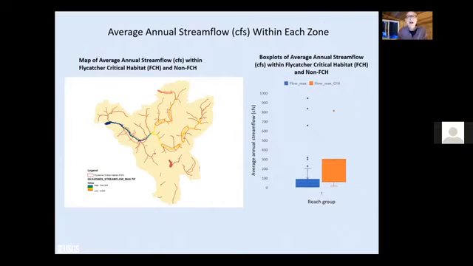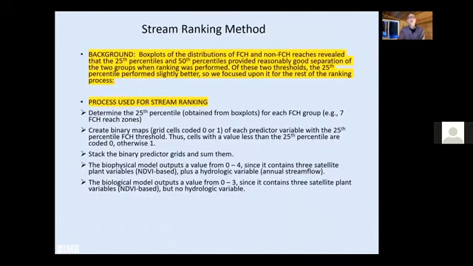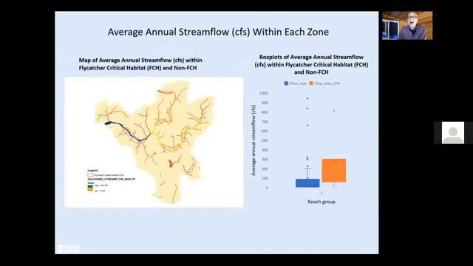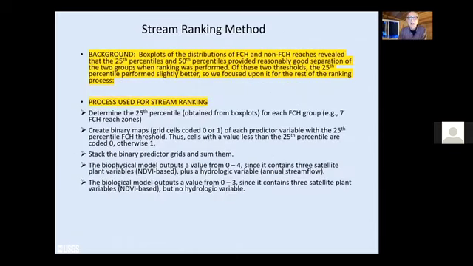And then lastly, we looked at the average annual flow in each zone. And you can see that for the critical flycatcher reaches, there was much higher average annual flows than in the non-critical reaches. Okay, so now I'm going to show you how we rank the habitat. Those box plots that we looked at, we can derive the 25, 50, and 75th percentiles and use those as probability thresholds to create binary predictor maps, zeros or ones, for each of those 4 variables that we looked at.